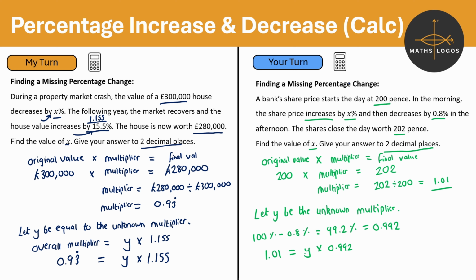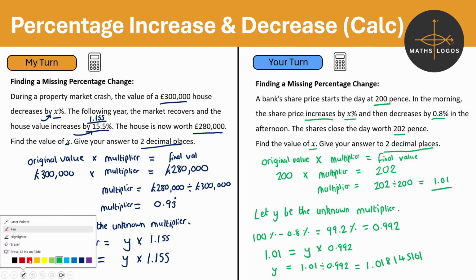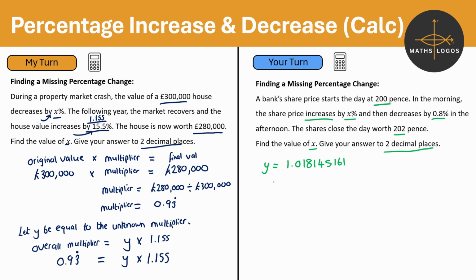What we then need to do is to solve this for y. So we divide 1.01 by the 0.992 and type that into our calculator. It gives us quite a nasty decimal. It's 1.018145161. I'm just going to clear the screen and we'll interpret that in a second. We find that our unknown multiplier was this, and we want to turn that decimal into a percentage by multiplying by 100, and it gives us this.